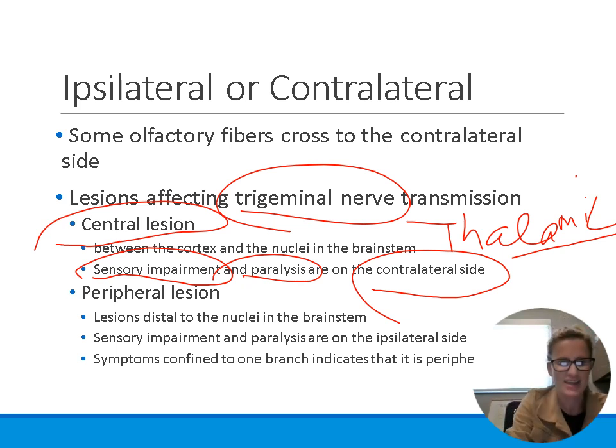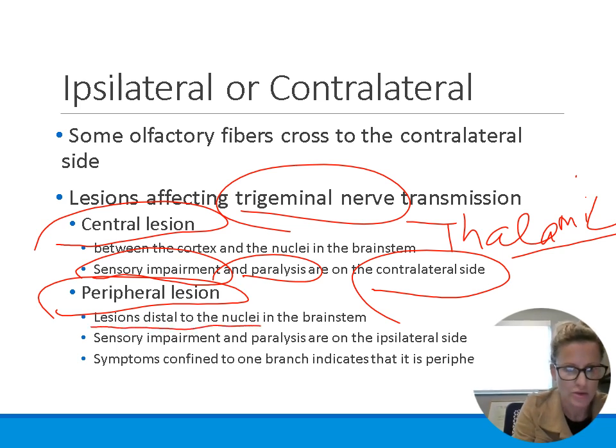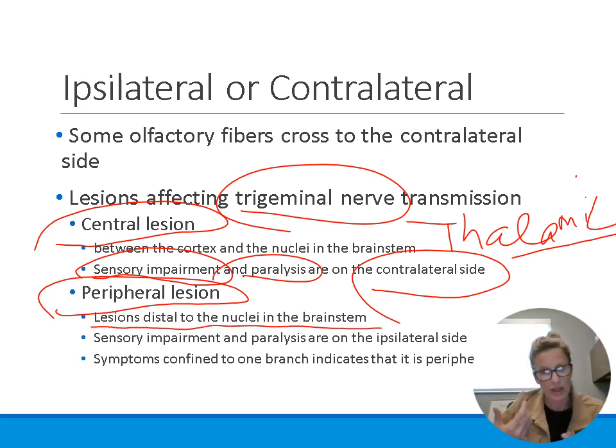Peripheral lesions. So peripheral lesions are lesions that are distal to the nucleus or the nuclei in the brainstem. So the nuclei in the brainstem has like the neuron cell body of the trigeminal nerve, and then the axon actually goes out to the face, for example. So once you're down to that nucleus in the brainstem, you're not crisscrossing anymore. Like you're on the side you're going to stay on.